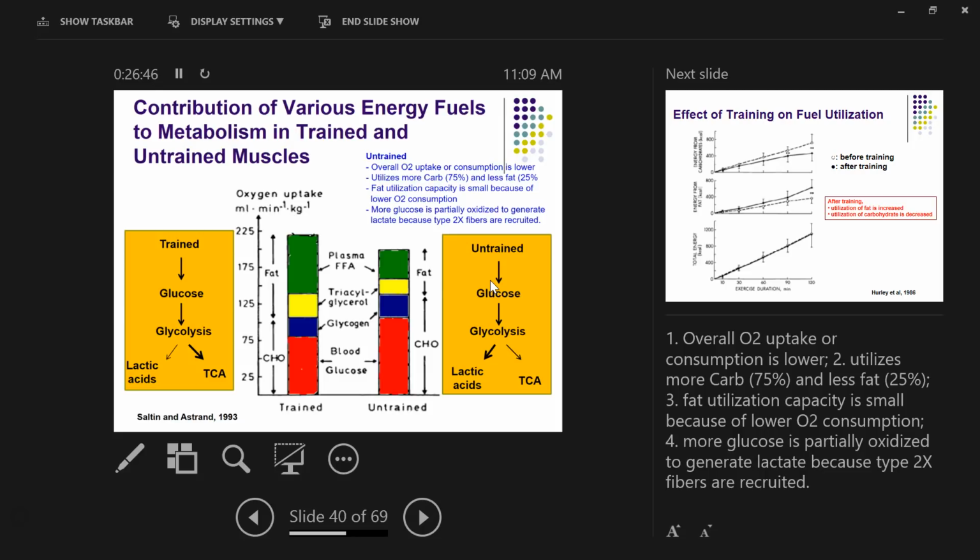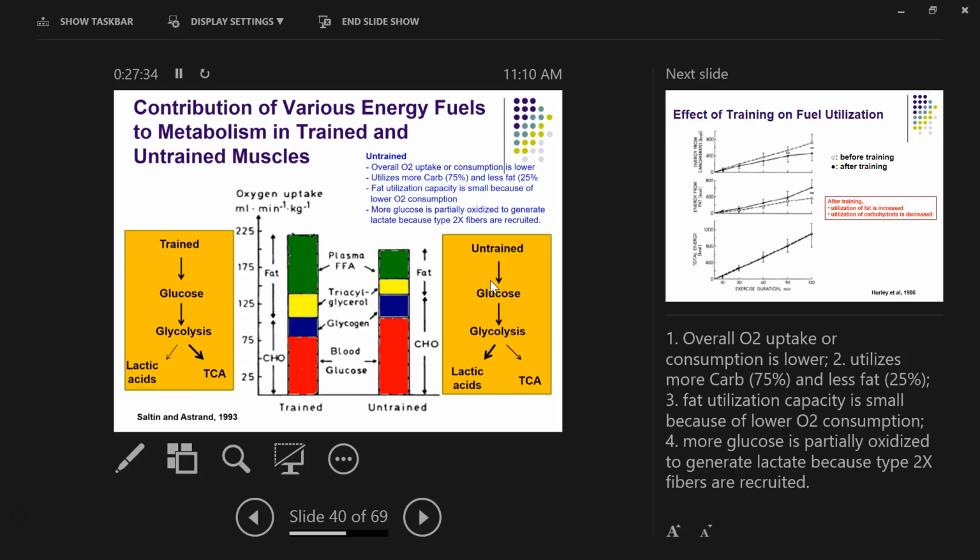So the untrained runners have a reduced capacity to utilize fatty acids for energy, right? They heavily rely on carbohydrate oxidation for energy. And if you look at the trained runners, they actually have a much higher capacity for utilizing fatty acids for energy. So they are able to utilize 50-50, 50% of the energy from carbohydrate and another 50% from fat. So after training, the fat oxidative capacity significantly increases.